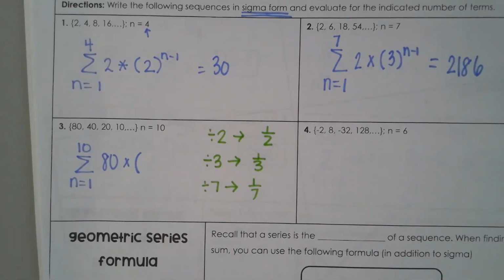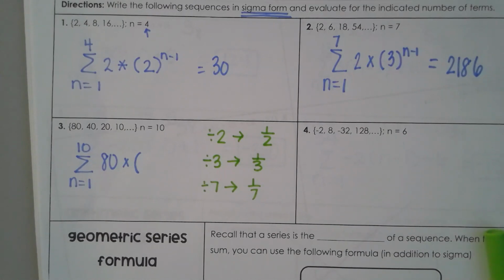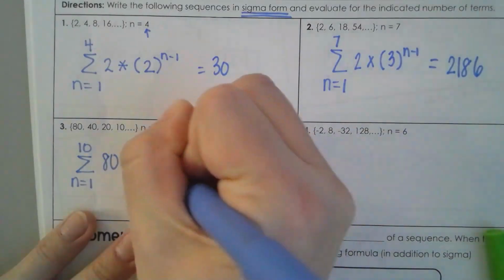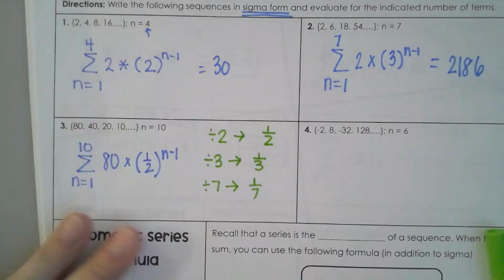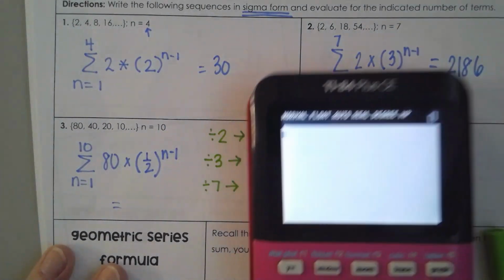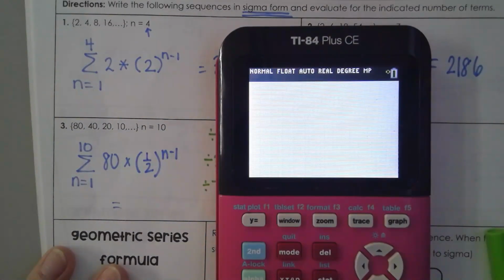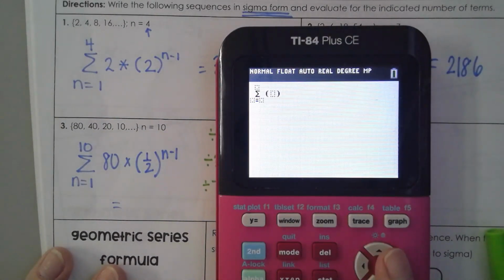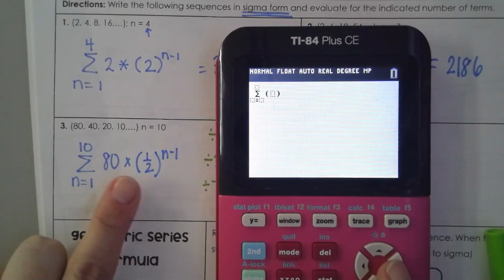It would be more simple if you just always put it in a fraction. All right, so 80 times 1/2 to the n minus 1 power. Oh my gosh, I put in my calculator 80 divided 1/2, and I was getting 160. Yeah, you still gotta always put times there.